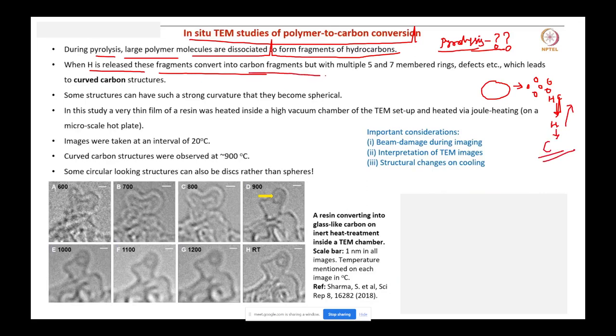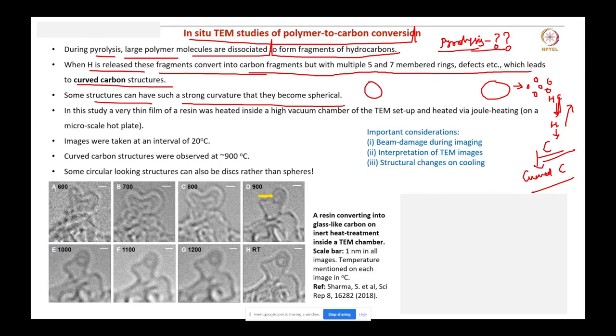So they convert into carbon fragments, but with multiple 5 and 7 membered ring defects, etc., which lead to curved carbon structure. Okay, so there will be a lot of membered rings, so defects will also be present. Because of this, only carbon will be present, which gives you curved carbon. Now some structures can have such a long curvature that they become spherical. Okay, so if you have a very long carbon structure, then instead of just curvature, it can become completely spherical.